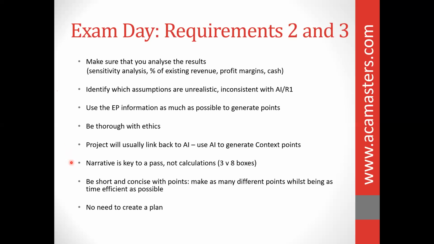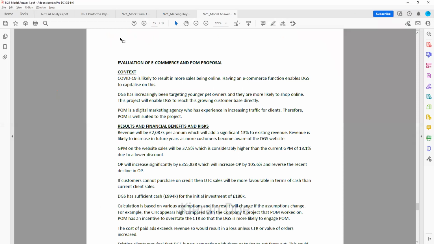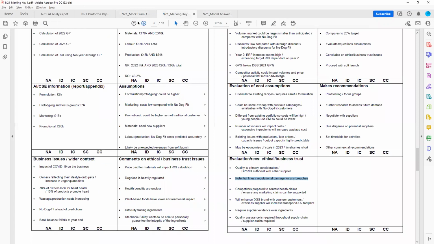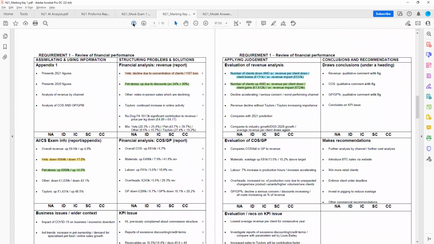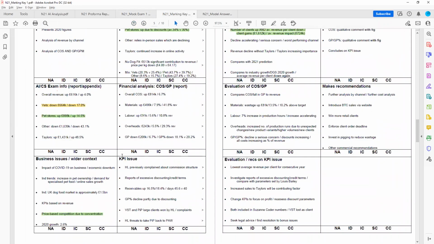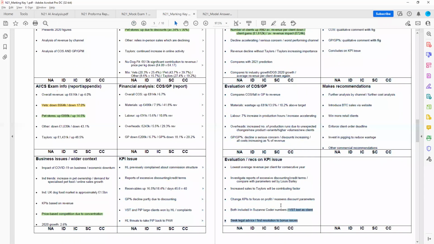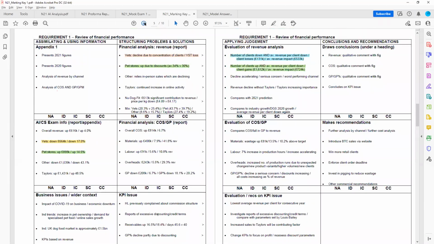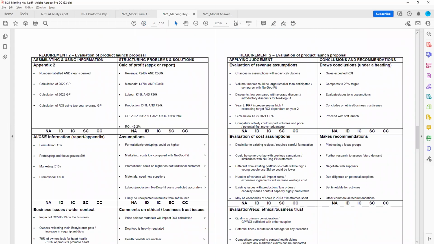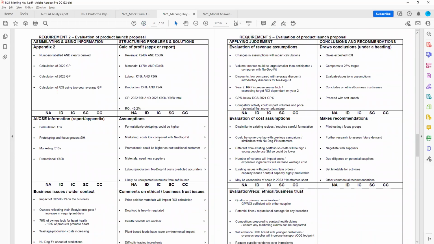So a lot of people get worried about the calculations, and it's almost a little bit like what I said about requirement 1 on that one-off piece of analysis. That's not essential to pass. You need to attempt it. I'm not saying don't do it. It doesn't matter. But I'm saying it's not essential to pass. So even if it doesn't go that well, you can still easily pass requirement 1. And it's the same with the calculations in requirement 2 and requirement 3.